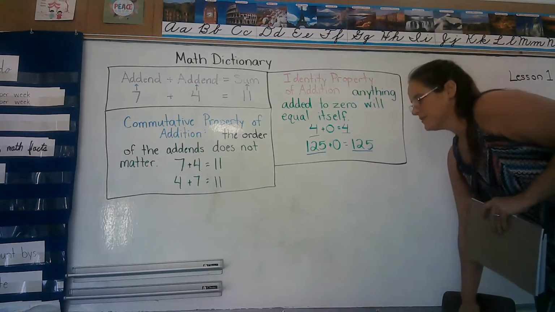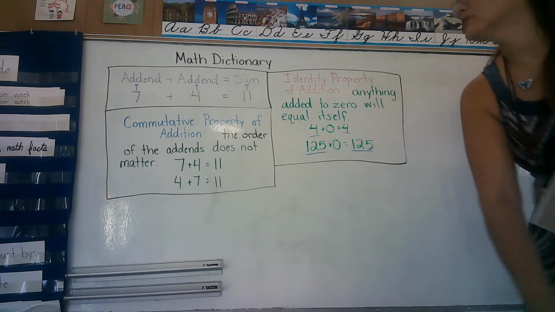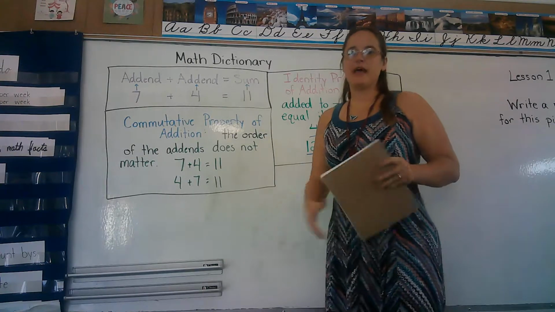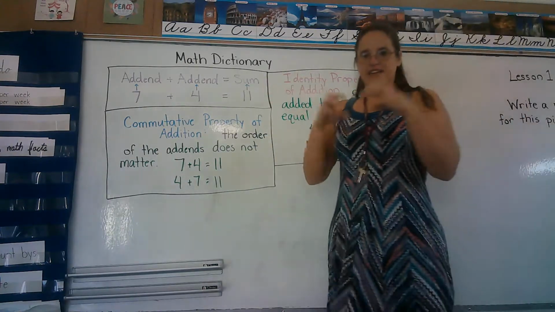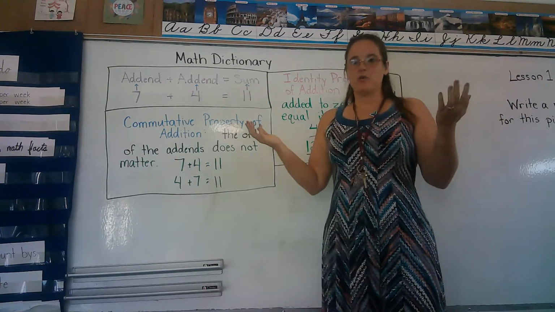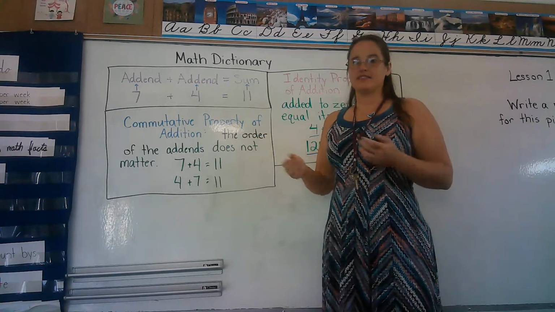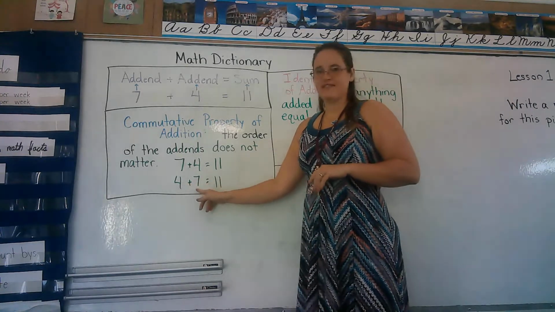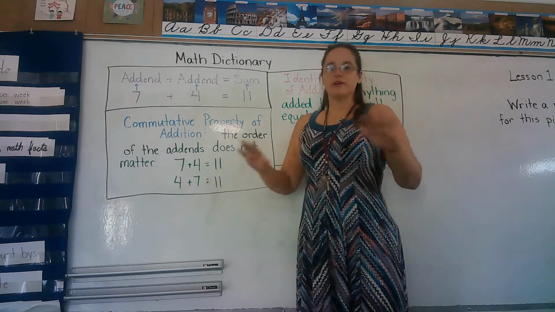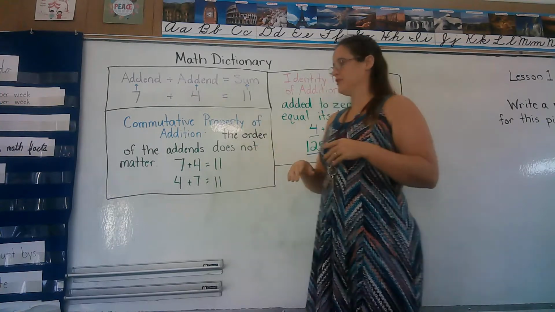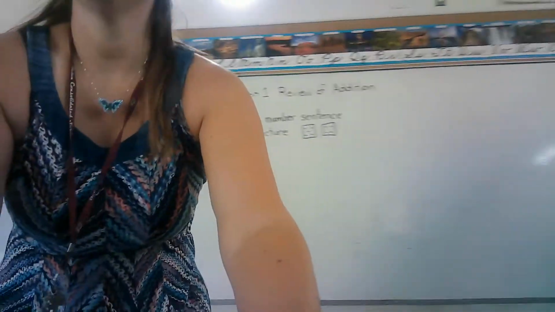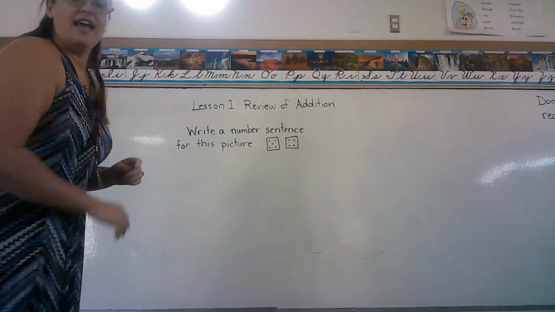All right, the second one we're going to talk about here is the commutative property of addition. These are big fancy words that mean when I add 2 numbers together, it doesn't matter what order I add them in, I'm still going to get the same answer. 7 plus 4 is 11. 4 plus 7, still 11. And that works for addition anytime, no matter what. We're going to come back to this one in just a few minutes. Let's come over here and start our lesson.